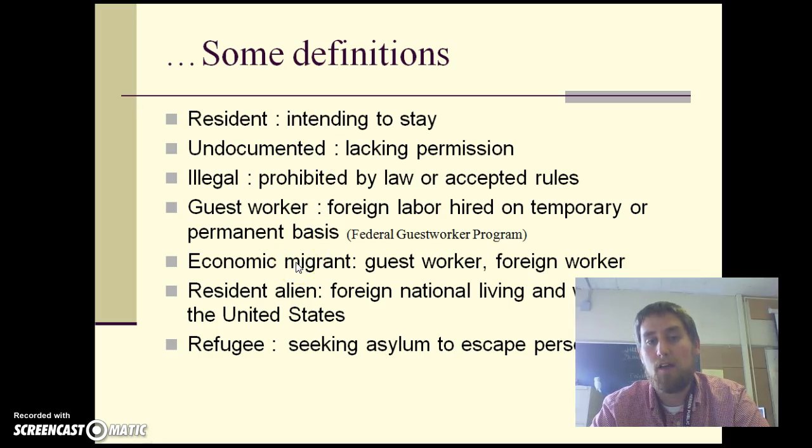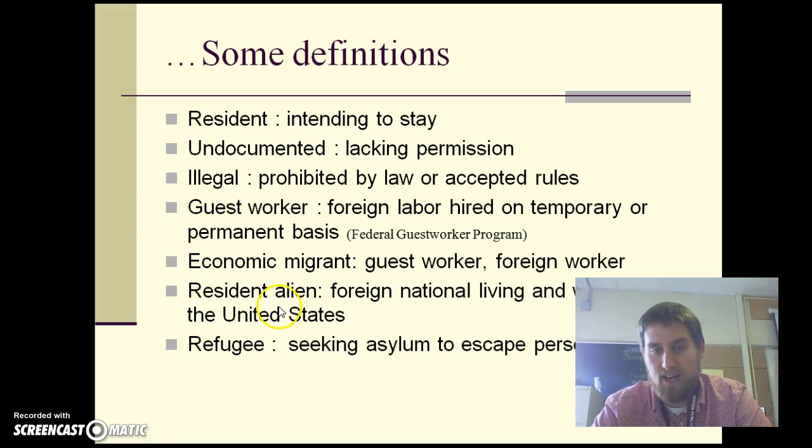It could be an economic migrant, which is very similar. It's when you come to America on a yearly basis to do the same work and then you go back to your country. So let's say I liked to do work as an apple picker, right? So I pick apples during apple season and then I go back to the country I came from.